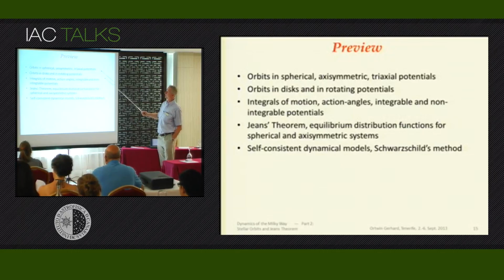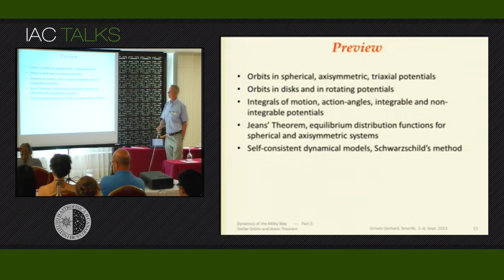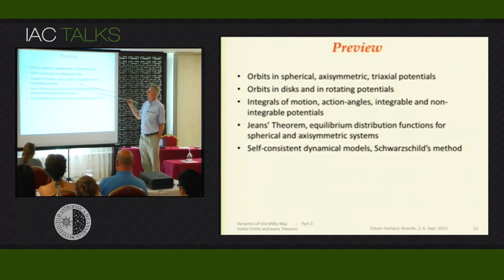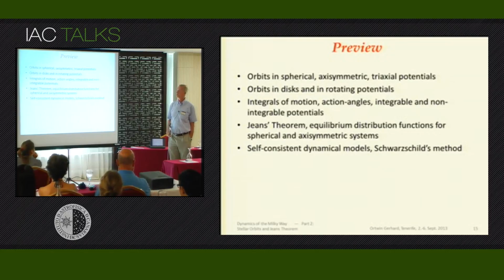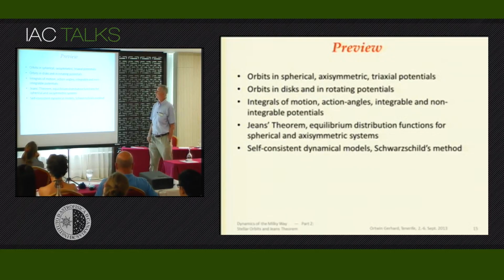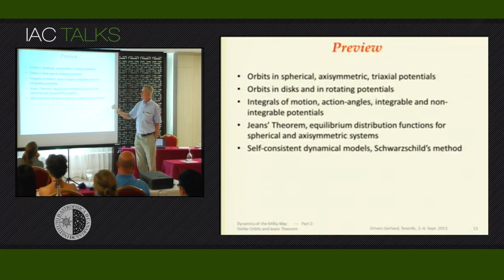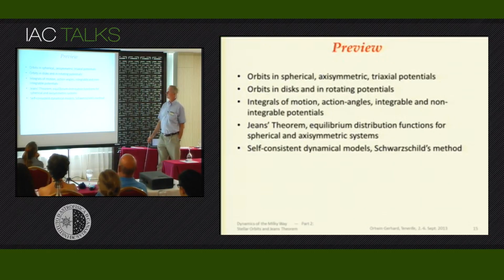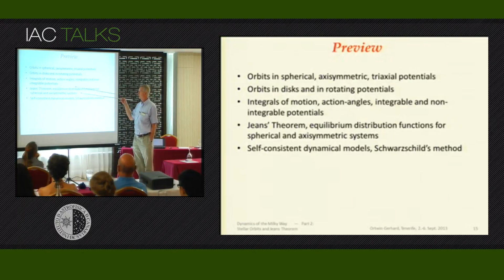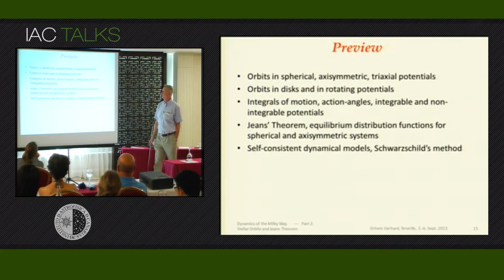Everything okay? Good. So let's now come to the second part, which is about stellar orbits and Jeans theorem. And I want to start again with a simple case. But first, let me tell you what I want to do. I want to briefly tell you about orbits in spherical, axisymmetric, and triaxial potentials, a little bit about orbits in disks and rotating potentials. I want to explain briefly about integrals of motion, about action-angle variables, and integrable and non-integrable potentials. Not at the level of detail as in Binney and Tremaine, you may understand.